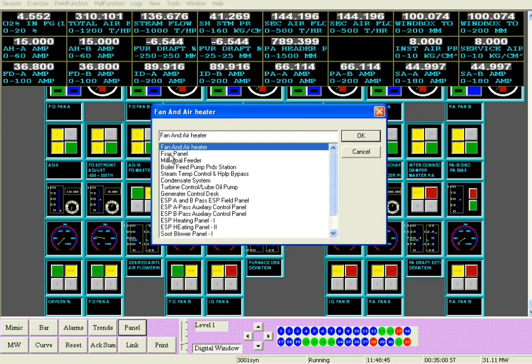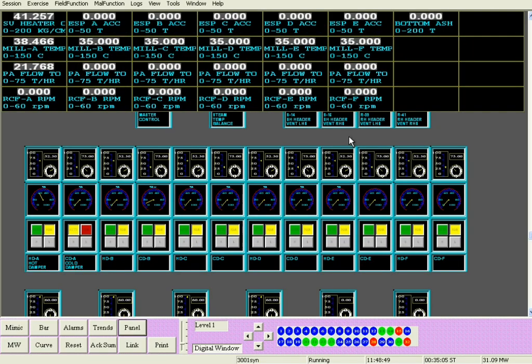Then we go again to the FSSS panel, then the mill and coal feeder panel. Here you will see that the temperatures are rising. Now it is nearing 40 degrees centigrade. We increase the PA flow to the mill still further. Actually, we want the mill PA flow to be around 50 tons per hour. Now it is 27 tons per hour.